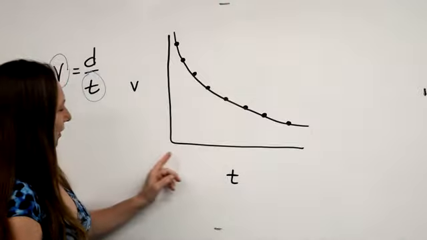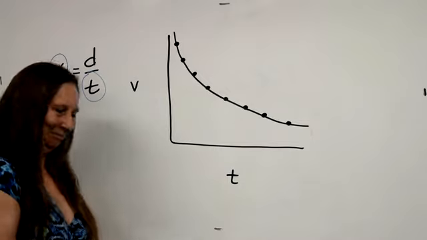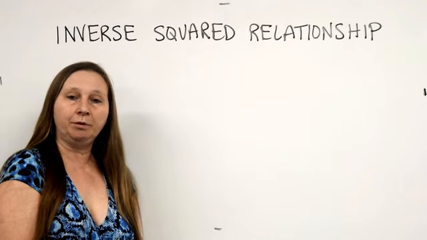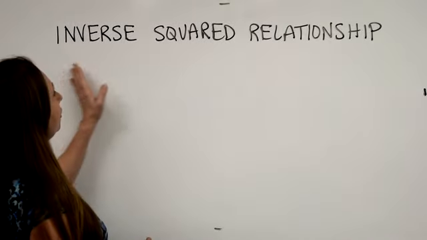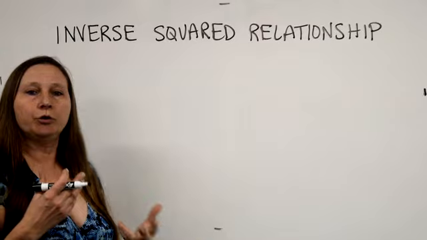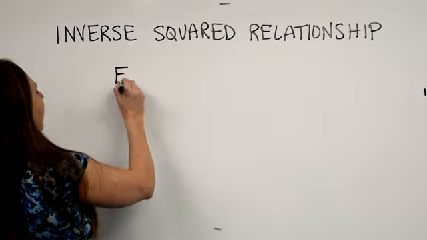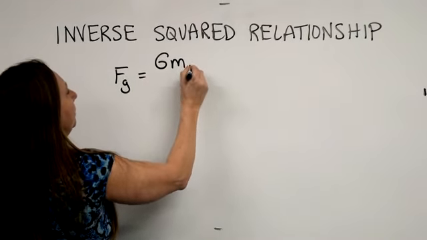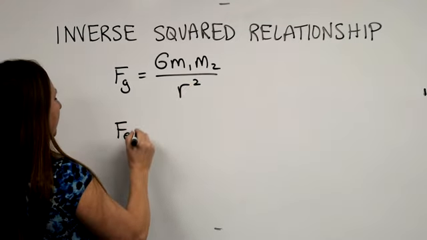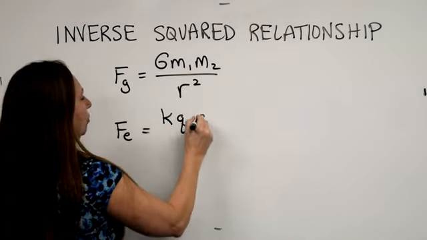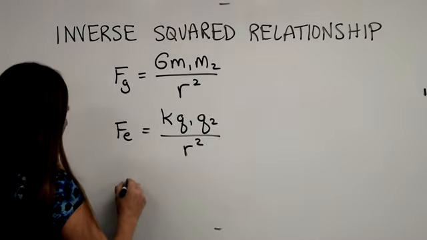And as the time is getting bigger, the velocity is getting smaller. Now, for our last couple of relationships, I'm not going to go into quite as much detail, but here we go. For inverse squared relationship, I'd like to show you a couple of equations that have an inverse square in them. We've got F_G equals G M1 M2 over r squared. We've got F_E equals k Q1 Q2 over r squared.